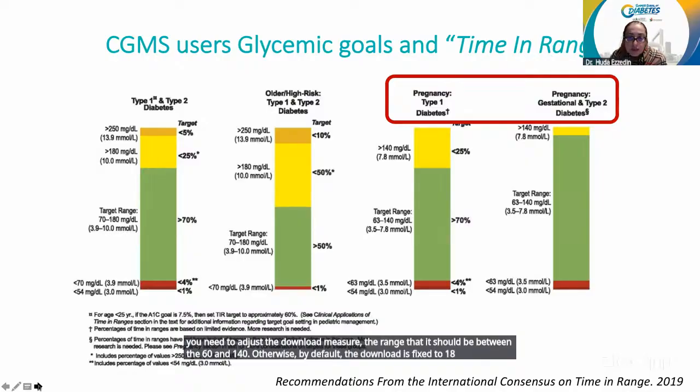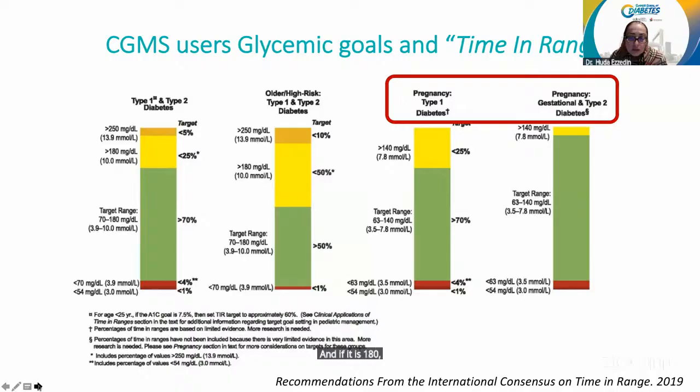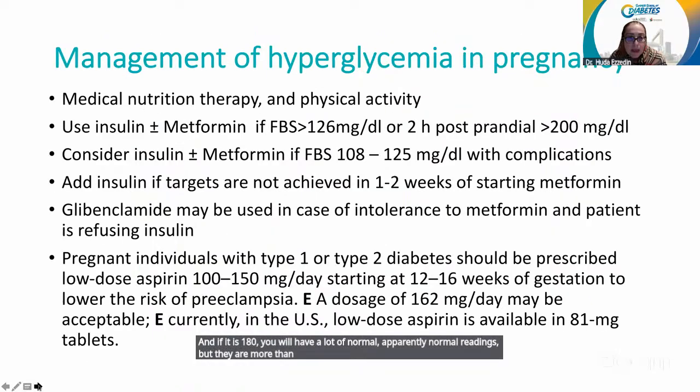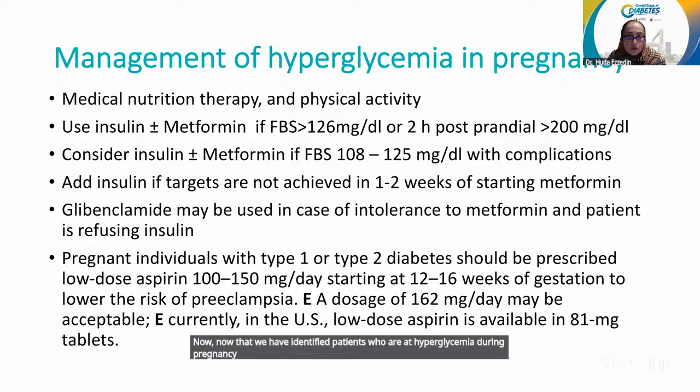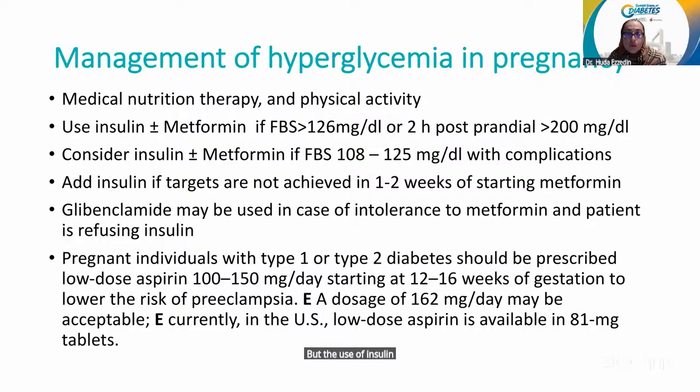And if it is 180, you will have a lot of apparently normal readings, but they are more than 140. Now that we have identified patients who have hyperglycemia during pregnancy, of course, we cannot ignore the medical nutrition therapy and the physical activity. By itself, this needs another hour to discuss in detail. But the use of insulin, with or without metformin, is really crucial.